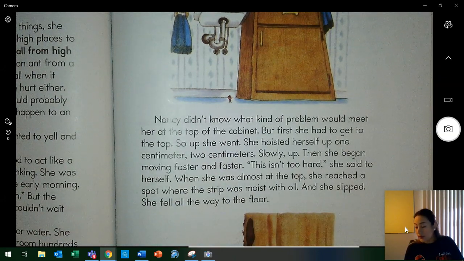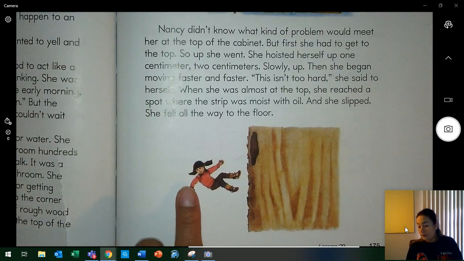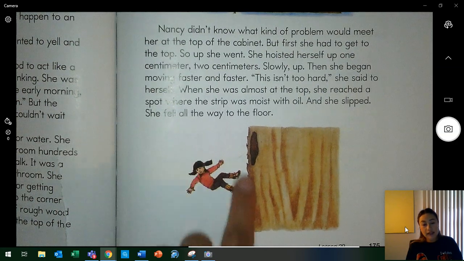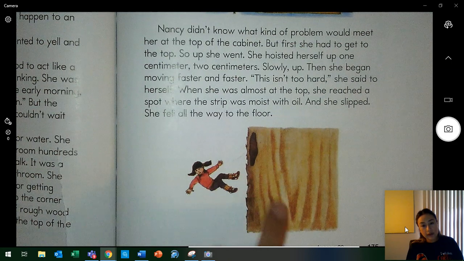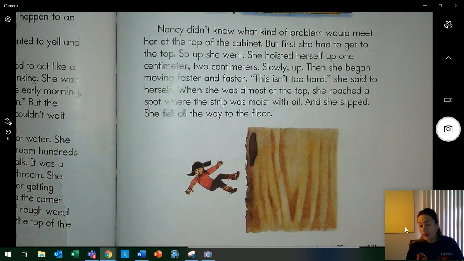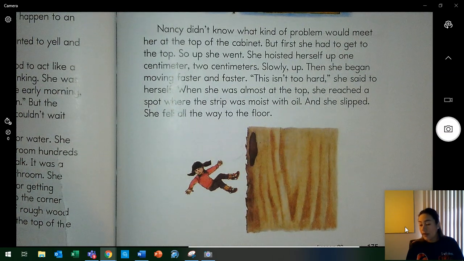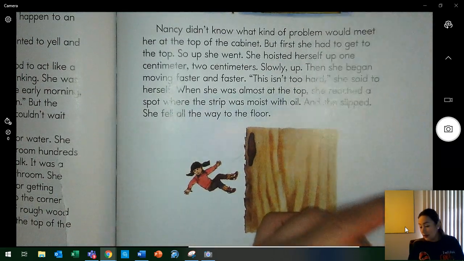Wow, boys and girls, look at the picture. What's happening in that picture? Get ready. Right, Nancy is falling. Do you think she will hurt herself? Get ready. No, why not? Do you remember the rule? Right, because tiny things don't hurt themselves when they fall from high places. And she is so small. Okay, turn the page and let's finish the story.